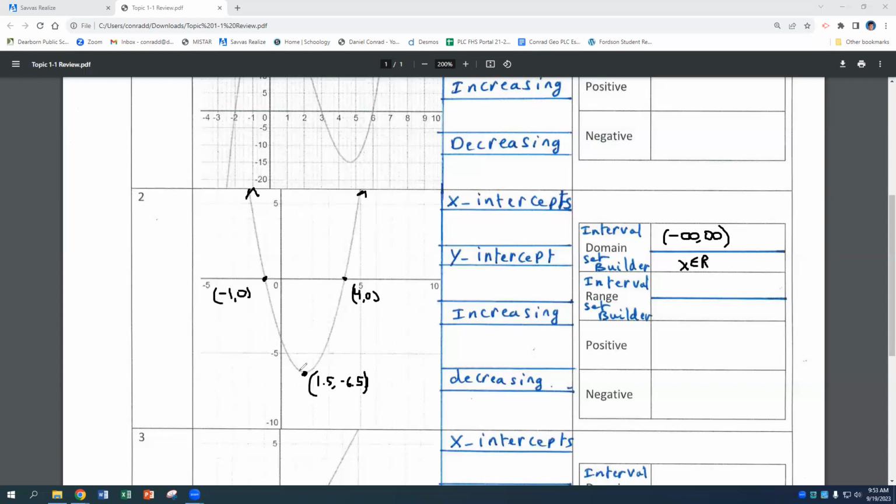My range, the lowest I can go is -6.5. And then the highest I can go is all the way up to infinity. So I'm looking at the y values when I'm writing the range. So y is greater than or equal to, I'm sorry, this needs to be a bracket because we're including -6.5. Y is greater than or equal to -6.5. It has to be -6.5 or bigger.